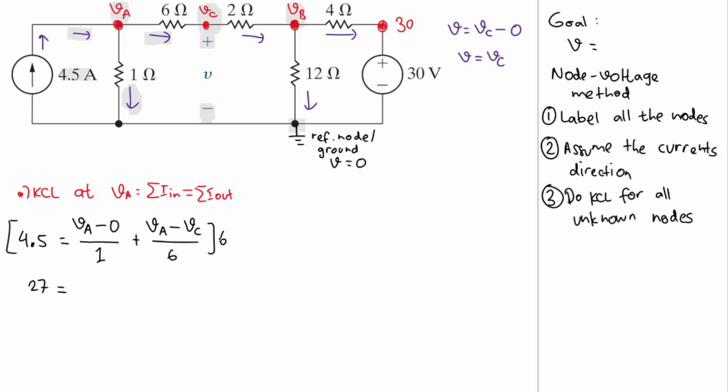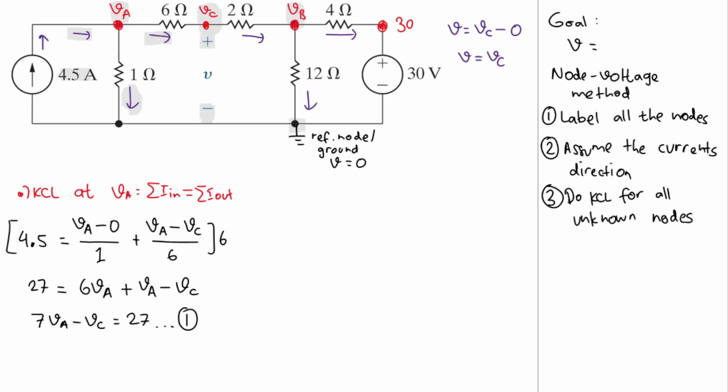And then 1 and 6 will cancel into 6, so I will have 6 VA from this term. And then 6 and 6 will cancel each other, so we'll have plus VA minus VC. So we will have 7 VA minus VC, and all of that will equal 27. Good. Now let's save this as equation number 1.